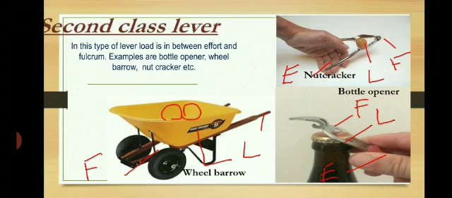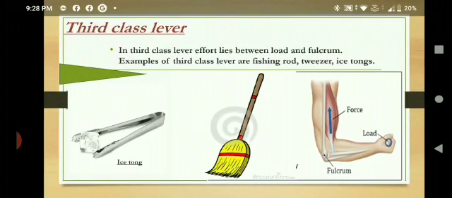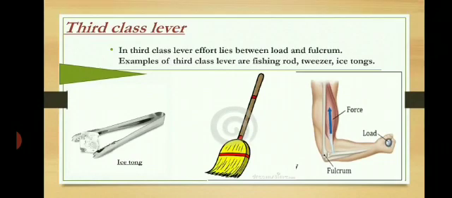Next, third class lever. In a third class lever, effort lies between load and fulcrum. Examples: fishing rod, tweezers, ice tongs, broom, our hand when lifting any load. These act as third class levers.